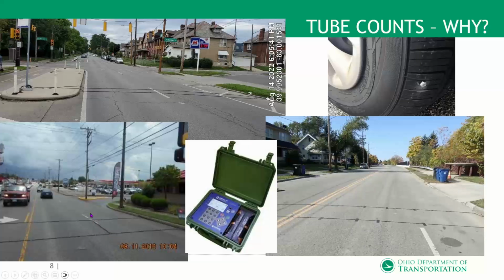This is an interesting one in case people have never seen this. These tubes are figure 8. We call this a flip-flop or a figure 8 or a crisscross. The way these tubes work, it's a pneumatic hose. A car goes over it and pushes air to this counter.